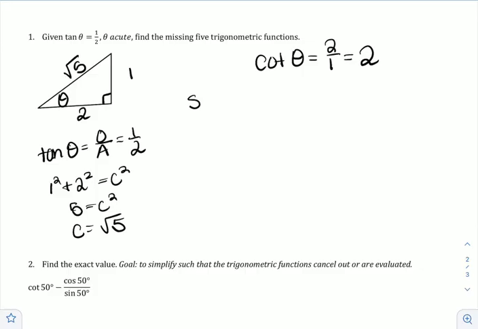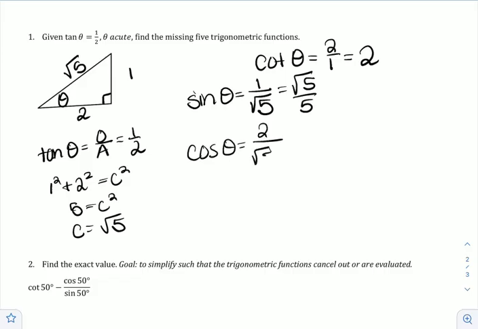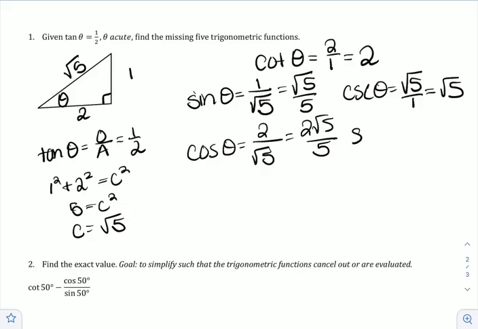So then I have that the sine of theta is the opposite over the hypotenuse. I need to rationalize that, so that will give me square root of 5 over 5. I have that the cosine of theta is adjacent over hypotenuse. Rationalized, it is 2 square root of 5 over 5. And then I can just use the reciprocal identities. So the cosecant of theta will be the reciprocal of sine, so it will be the square root of 5 over 1, which is just the square root of 5. And the secant of theta will be the square root of 5 over 2. So here are my 5 other trig functions. So now you can use some of the identities to solve these types of problems.